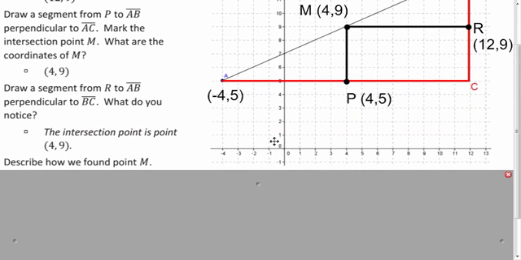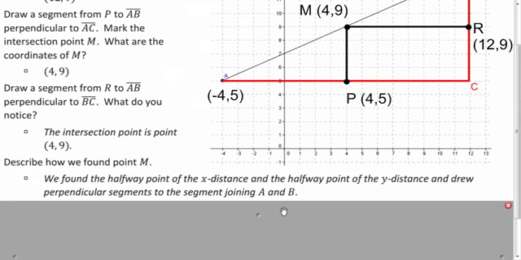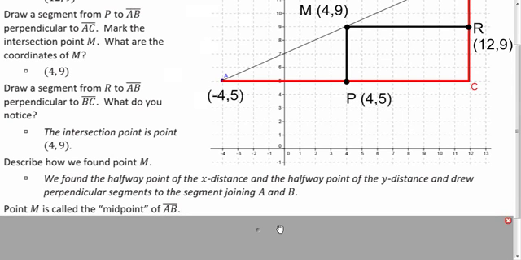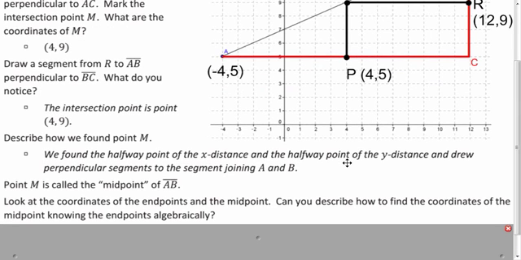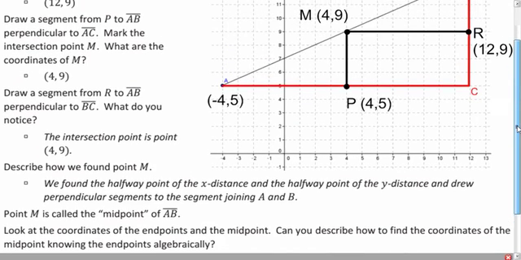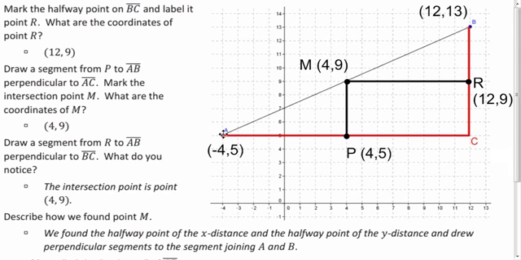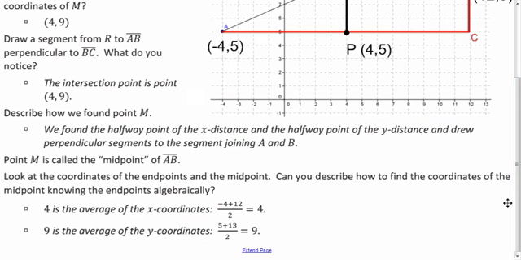So how do we find M? We found those halfway points and drew the perpendicular segments. And M has a special name. It's called a midpoint. It's equidistant from the two endpoints of the segment. So is there a way that we could find the coordinates of the midpoint algebraically? Let's see. How does M relate to the two endpoints here? Well, 4 is the average of 12 and -4, right? 8 divided by 2. And 9 is the average of 13 and 5, that would be 18 divided by 2. So if we have to find a midpoint, we can just follow this simple formula. Find the average of the x-coordinates, find the average of the y-coordinates.